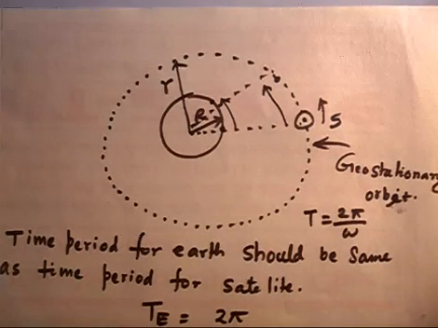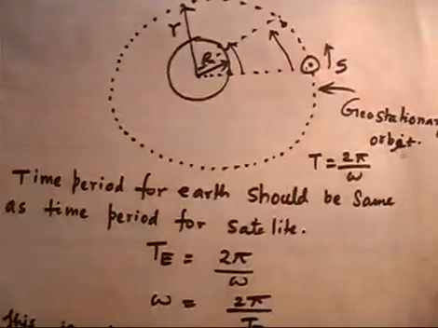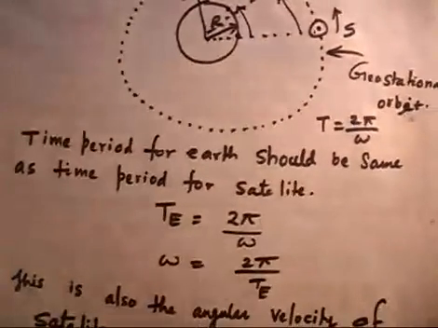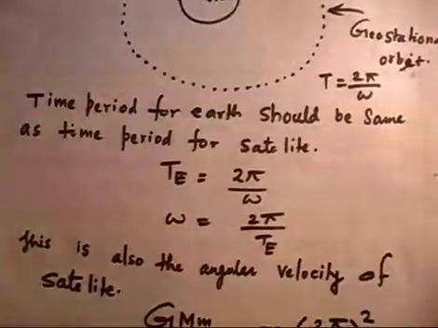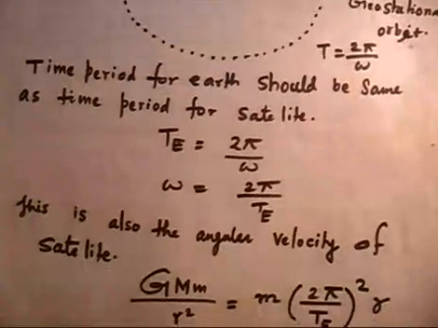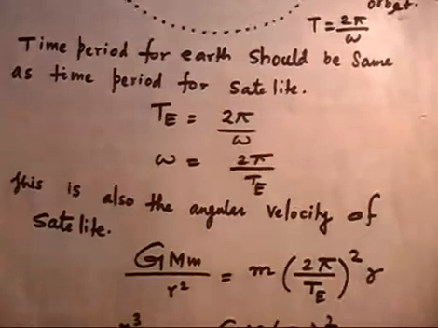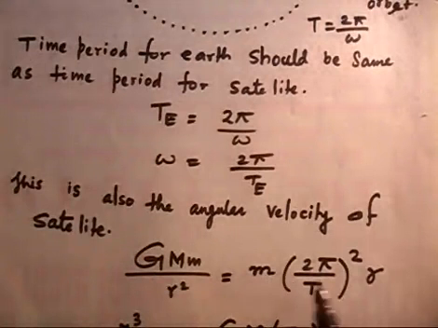Okay, so some of you have done it correctly. So let me go. This is Earth, E. The time period for Earth is T equals 2 pi by omega, and everybody knows this is 24 hours. So now I know omega. Omega is 2 pi by T_E. This is the same angular velocity for the satellite also, as we have already explained. Now if we apply total force toward the center, total force is GMm by r square. This equals m omega square r.